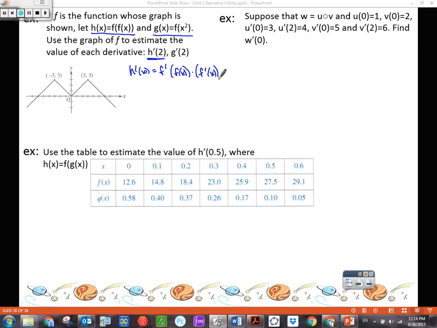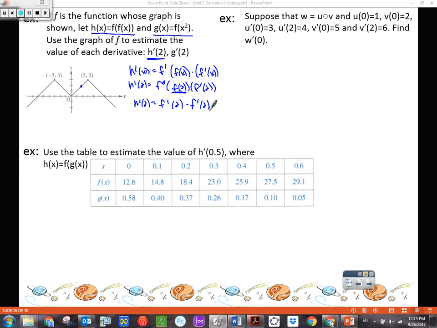Now let's go ahead and put the 2's in. So h prime of 2 is going to be f prime of f of 2 times f prime of 2. Okay, so we have a little bit of work to do right now. We need to read f of 2 off of the graph. So we go over here, there's 2. So our function value at 2 is 2. So h prime of 2 is f prime of 2 times f prime of 2, which is, I know, kind of strange that they end up the same way. It's not normally like that. It just so happens that it ends up that way.